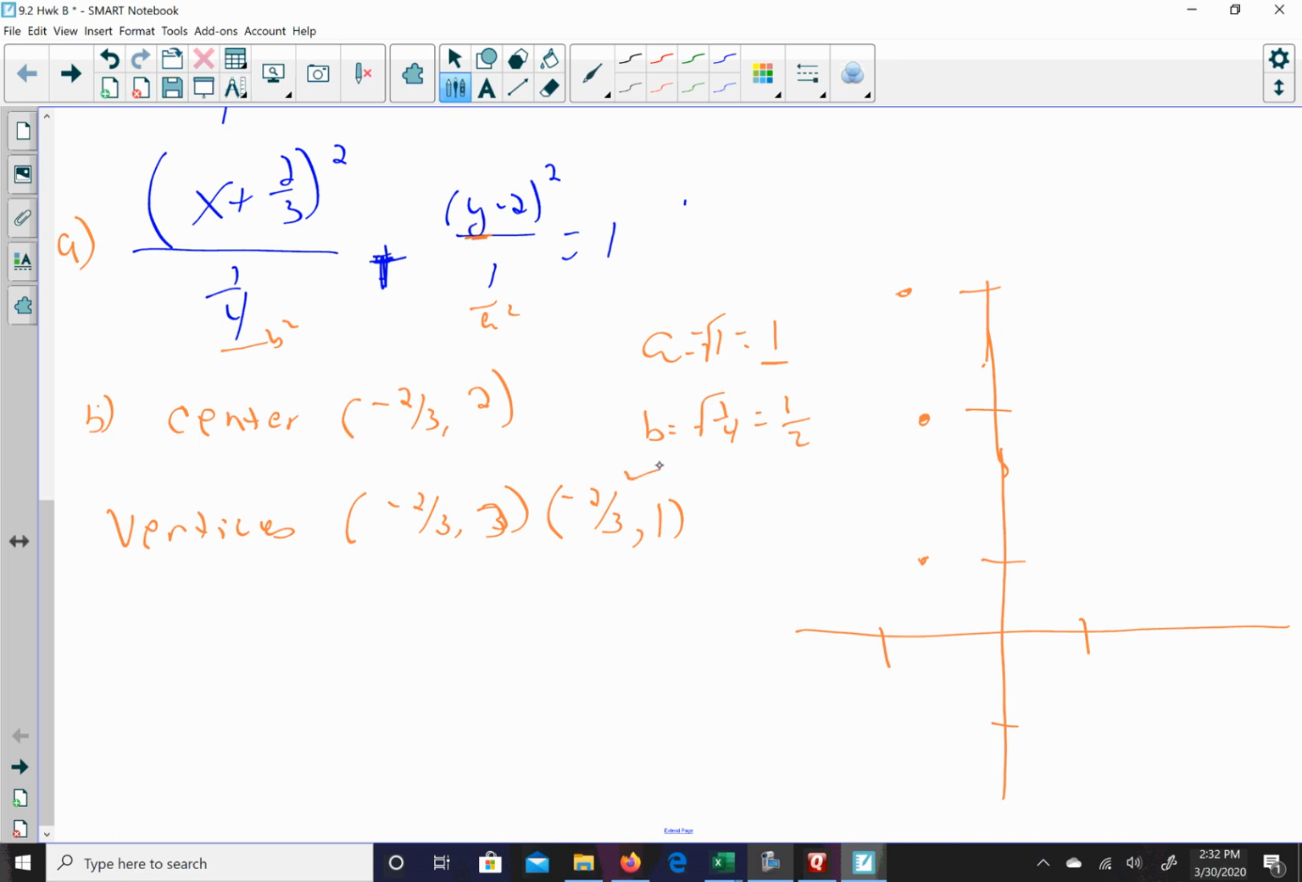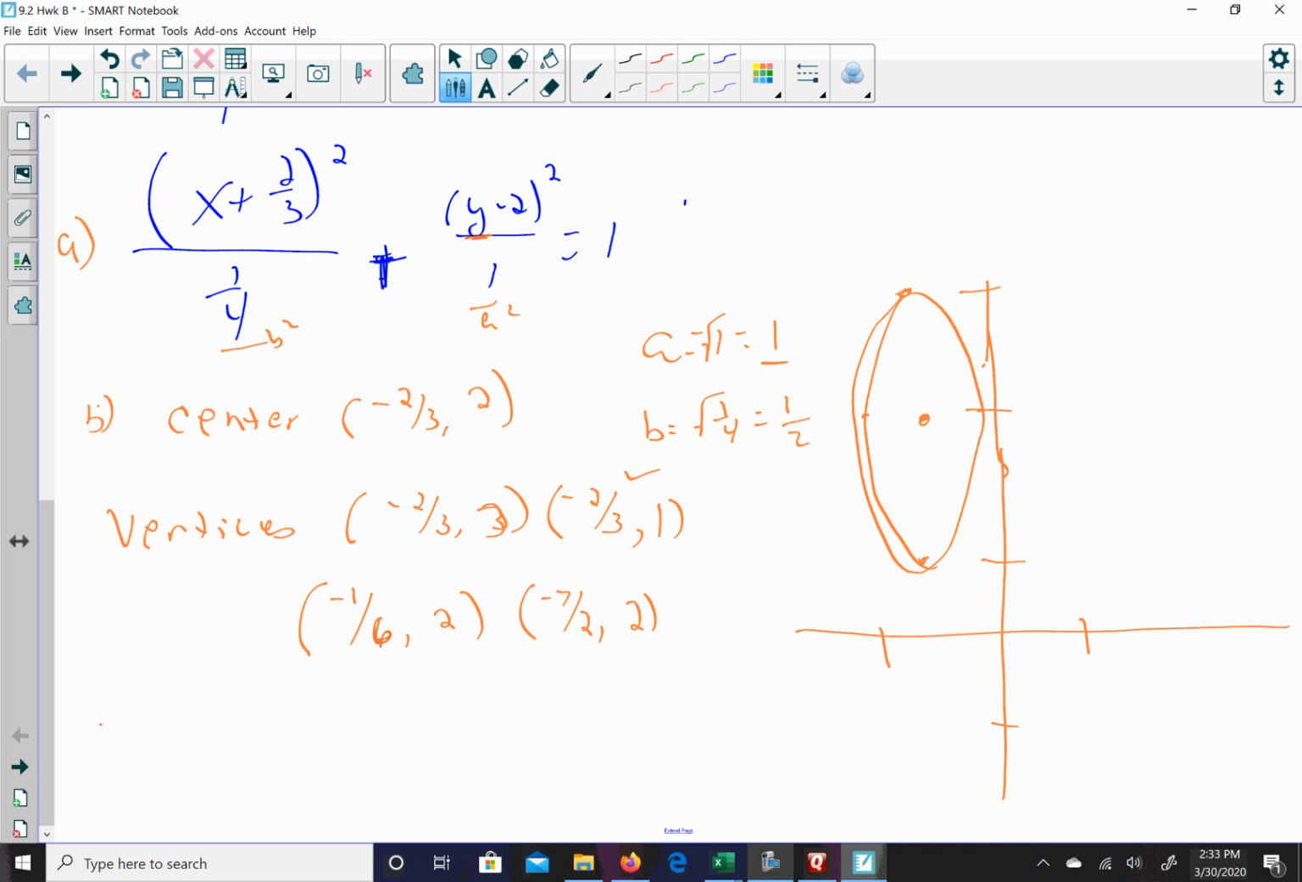To find out how wide my ellipse is, that's where I use my B. I'm going to take plus or minus 1/2 to that -2/3. So -2/3 plus 1/2 would be -1/6, and then -2/3 minus 1/2 would be -7/6. And that's still at 2. So that would be here and here. And so my ellipse would go something like this. It would be nice if I went through the dots.